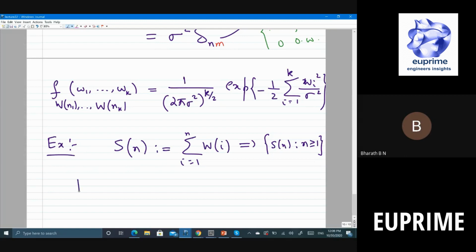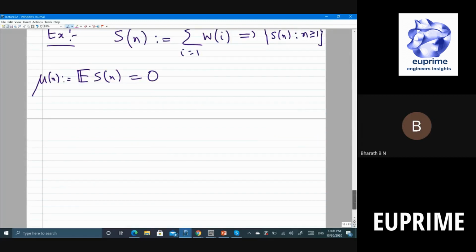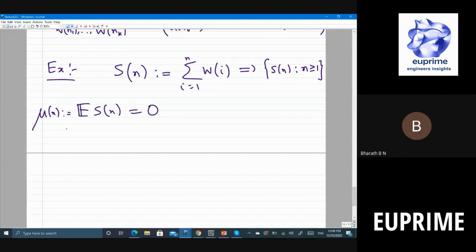Okay, now what can you say about the expected value of S of n? This gives me the mean process, right? Mean of n. This is 0 because the expected value of Wi is 0, since W is a zero mean Gaussian process. Now what is the next thing? We need to look at the covariance, right? So what will be the covariance of the sum at 2 points?